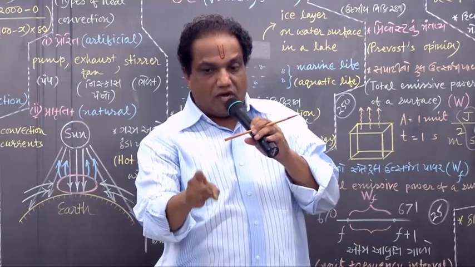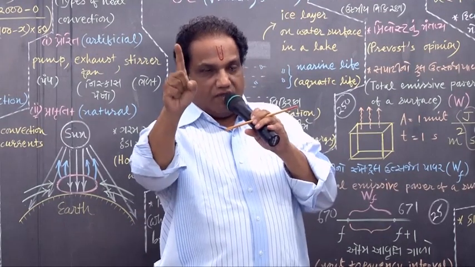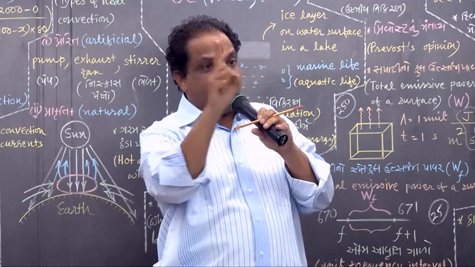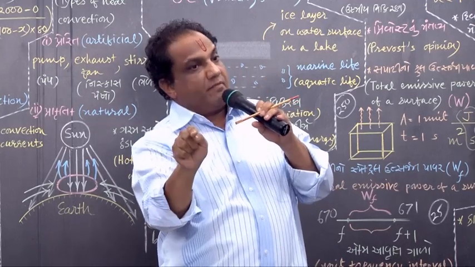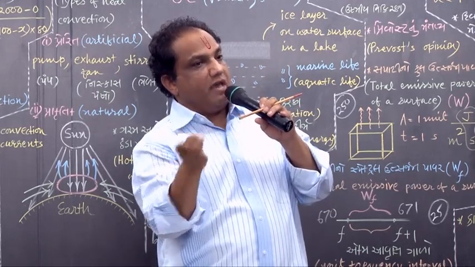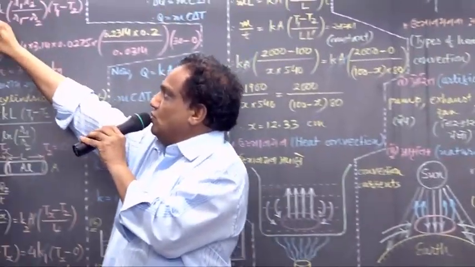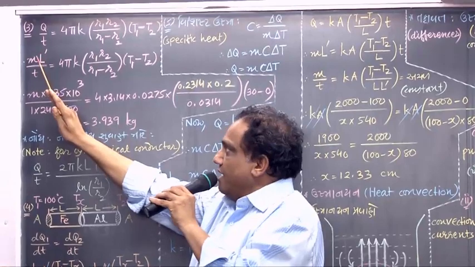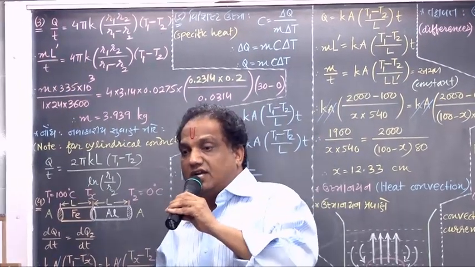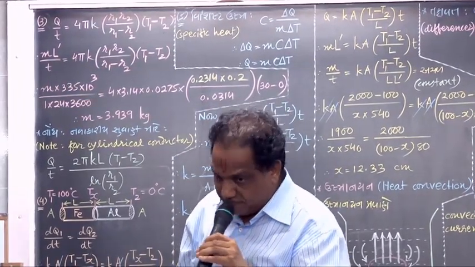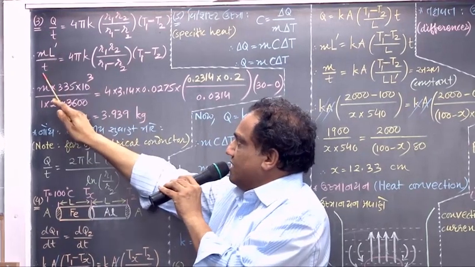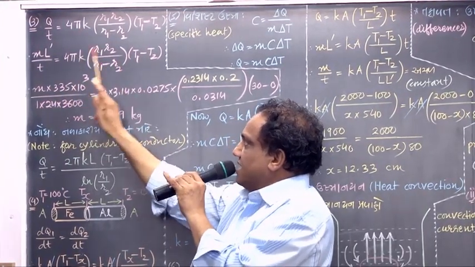Let it be shown by the symbol L dash for 1 gram. And for melting m gram, how much heat do we require? m into L dash. That's why Q equals m L dash. m is mass, L dash is the latent heat of fusion of ice. The rest comes on the right-hand side as it is.